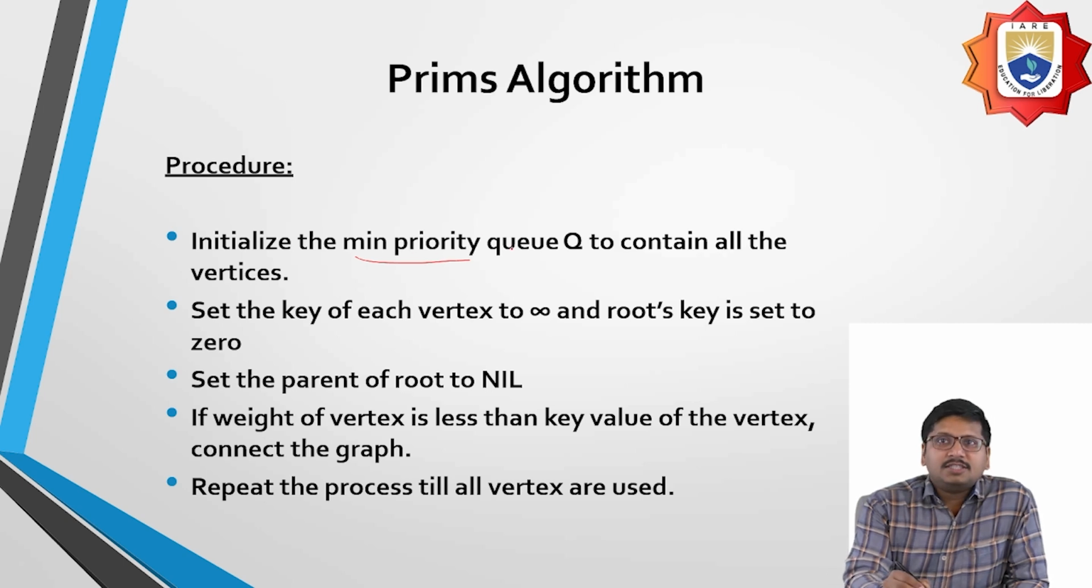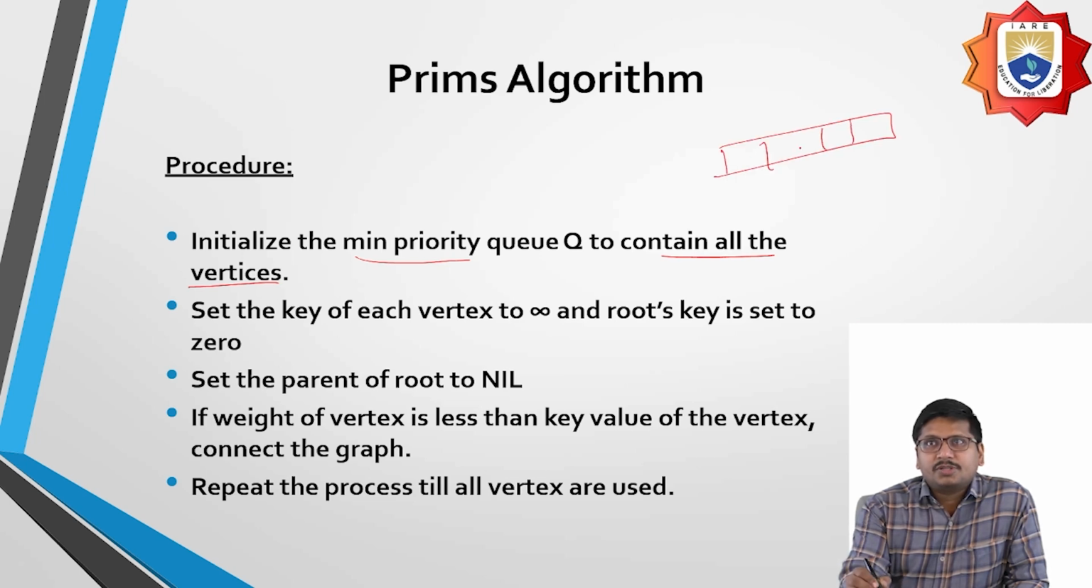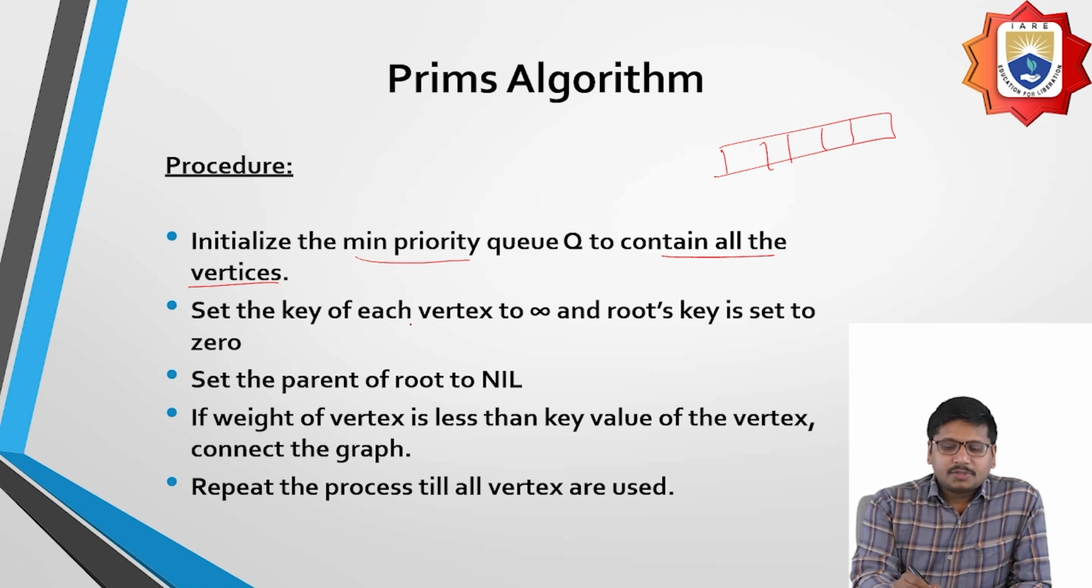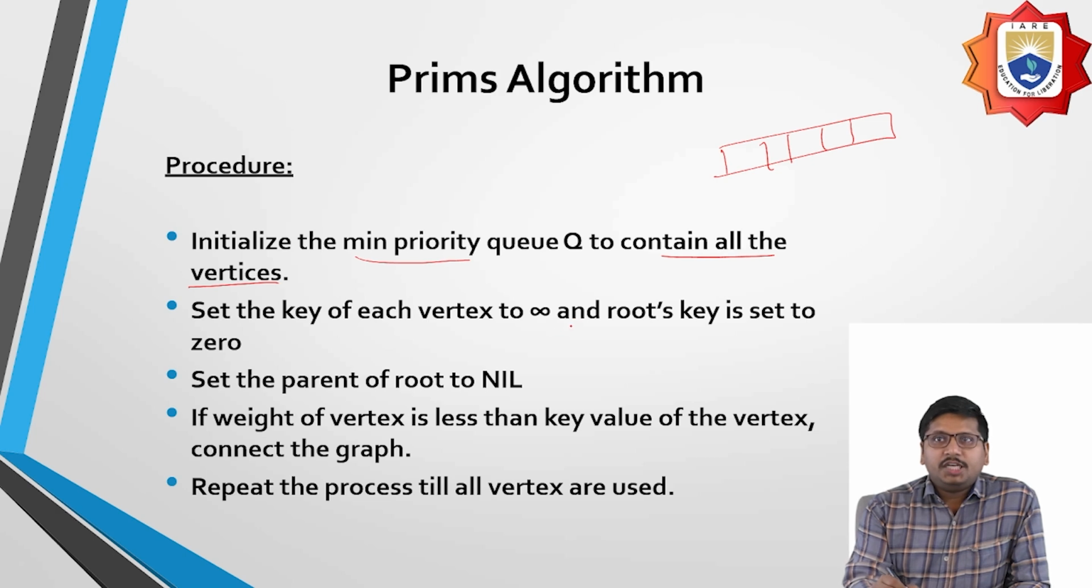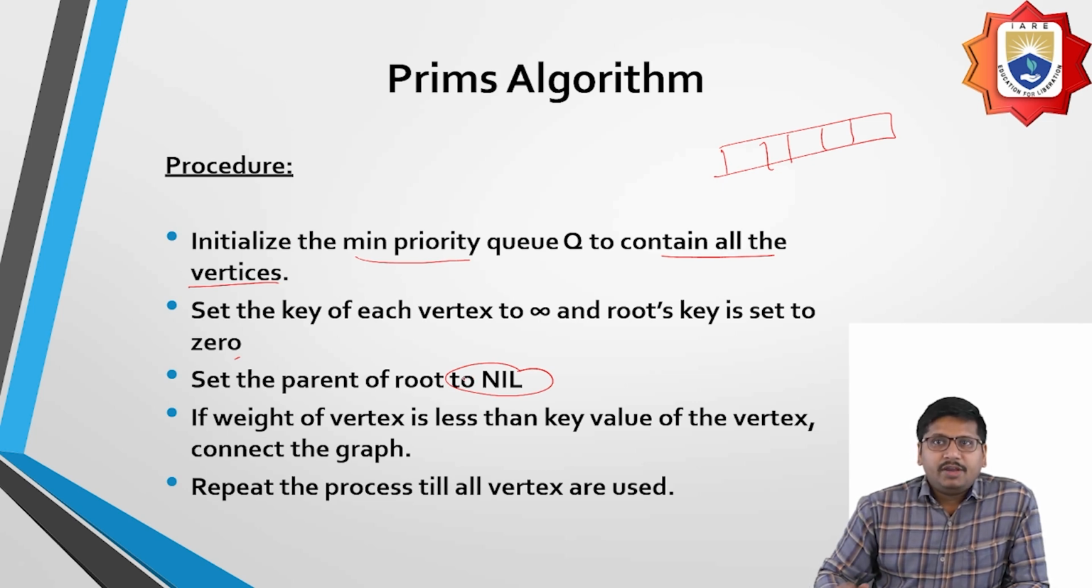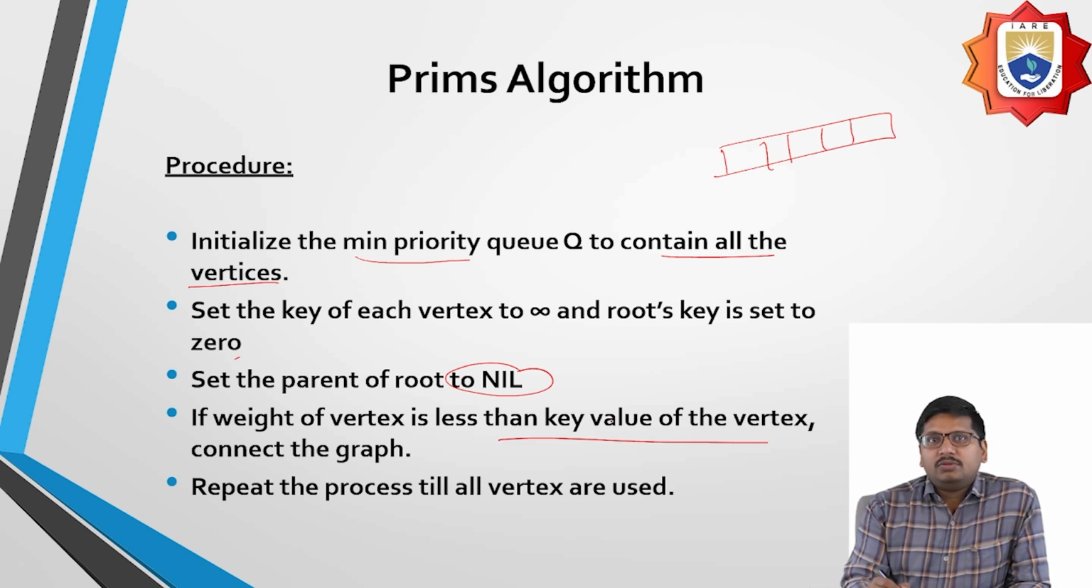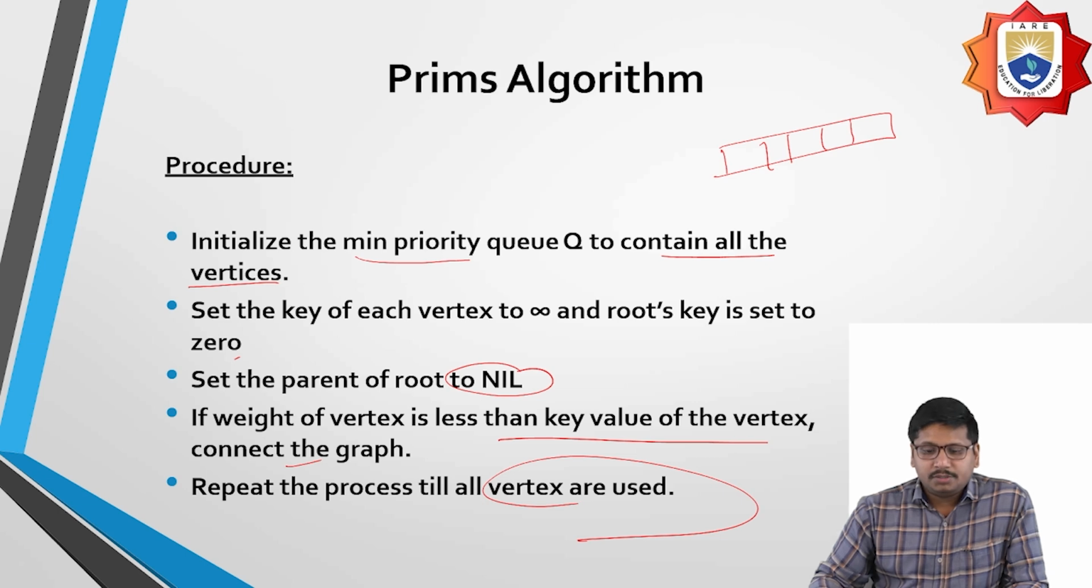First step is to initialize the minimum priority queue, which is going to contain all the vertices, and set the key of each vertex to infinity and the root key to 0, and the parent of the root should be set to null. And if the weight of the vertex is less than the key value of the vertex, then connect the graph and repeat this process till all the vertices are used.